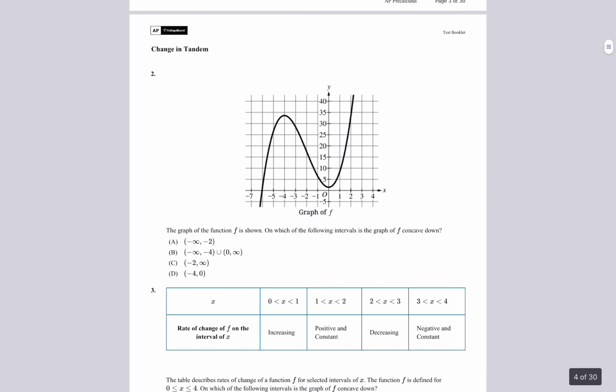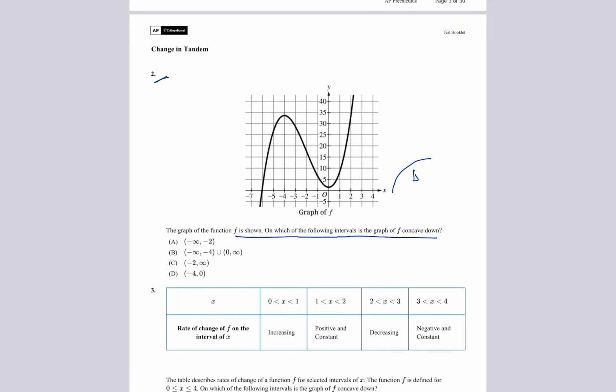Now moving on to question number 2, the graph of the function f is shown. On which of the following intervals is the graph of f concave down? Well, there is no x, it's just the graph of f. Concave down is a function that has concavity that's basically facing downwards. So the graph would be facing towards the x-axis.